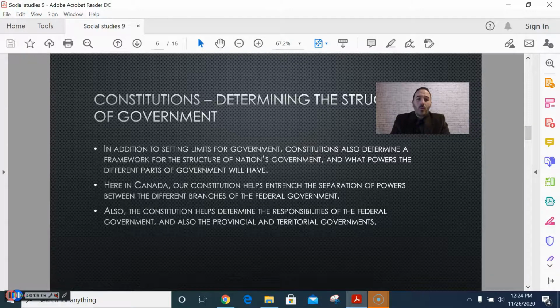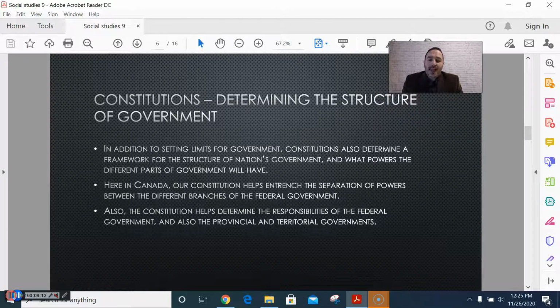All right, now, what about the structure of Canada's government? So guys, the structure of Canada's government is outlined by the Constitution Act of 1982. In addition to setting limits for government, which is what constitutions do, we mentioned that, they also help determine a framework for the structure of a nation's government. So here in Canada, our Constitution helps set up something called separation of powers. Now, the word here is it entrenches the separation of powers. To entrench means to solidify, to cement this structure and function of government.